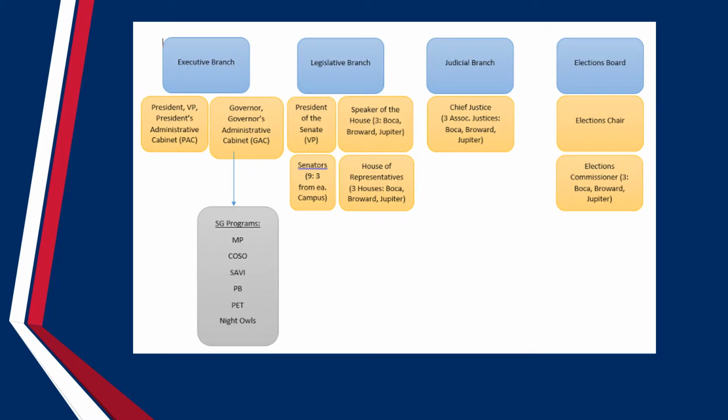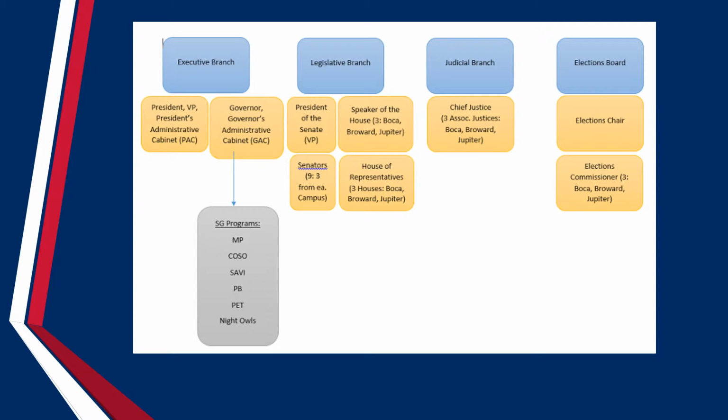Next, we have the legislative branch. We have the senators and the House of Representative members that are the big composition of this, but also there are leaders of this. So let's take a look. First off, we have the president of the Senate, who happens to be the vice president of the student body. He or she is over the senators. There are 9 senators total, 3 from each campus, because they work on university projects.